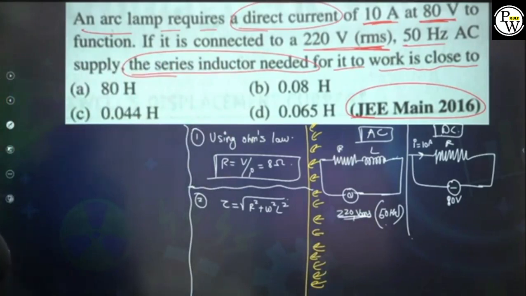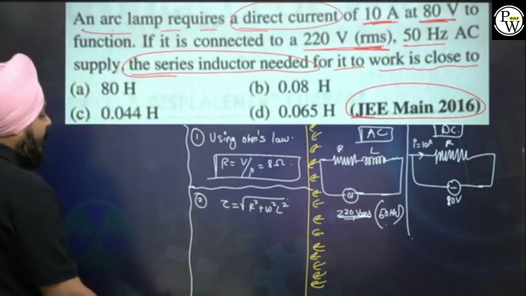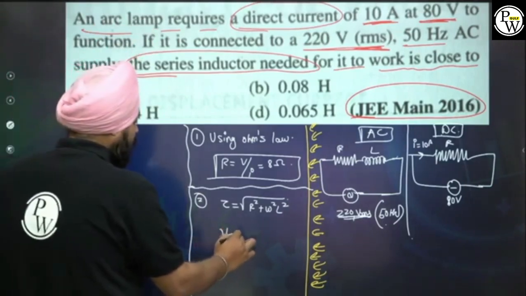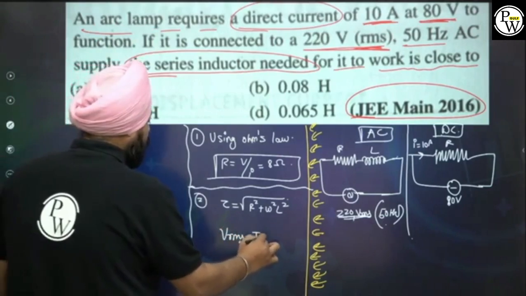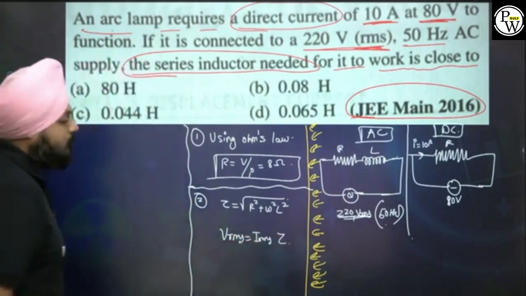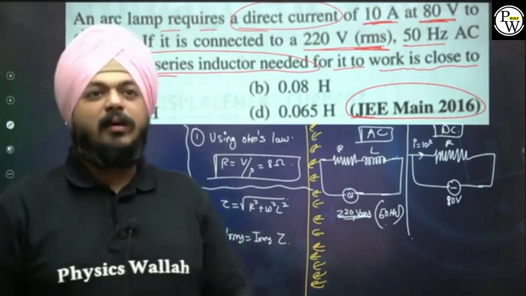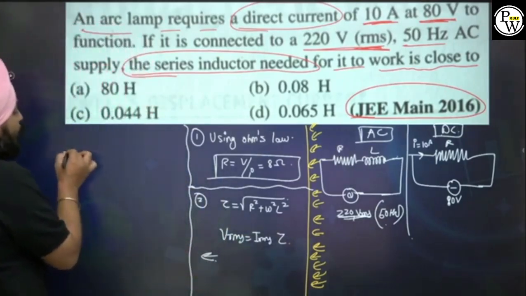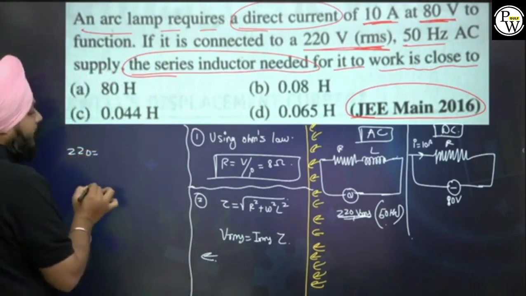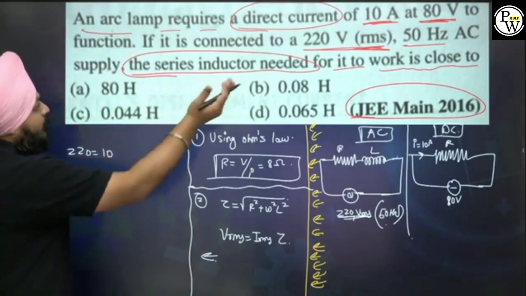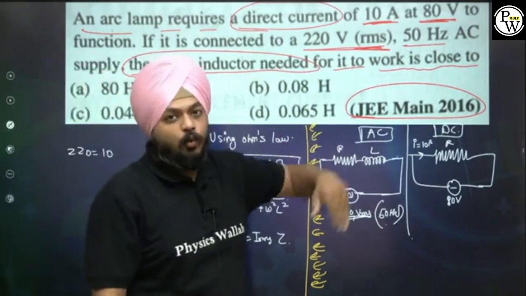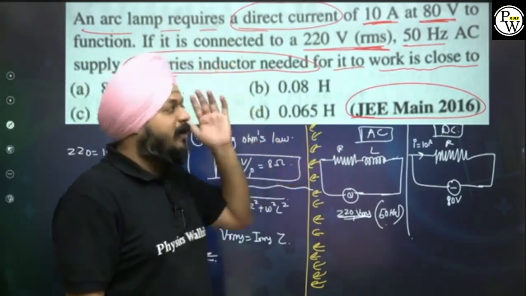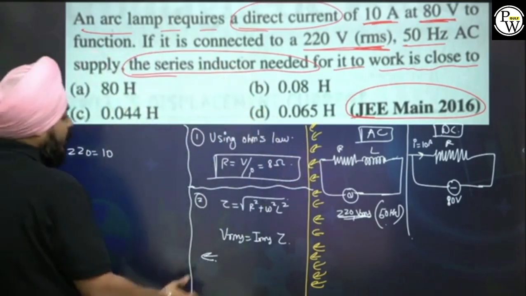Now what we need to calculate? The value of the direct current will be equivalent to 10 ampere. So here we can write it down now. What will be the VRMS value? 220 volt. What will be the RMS value of the current? You see, in both of the cases, the work done is the same. So this can be only possible when the current flowing in both of them is the same, right?